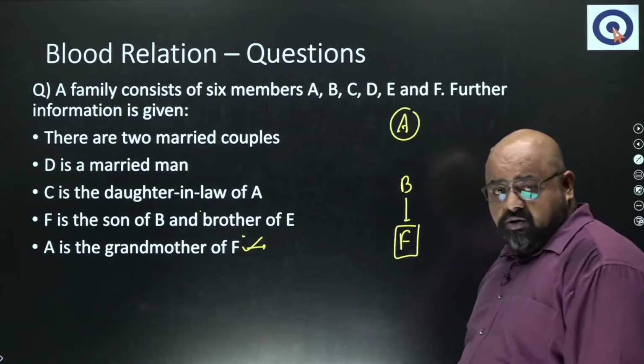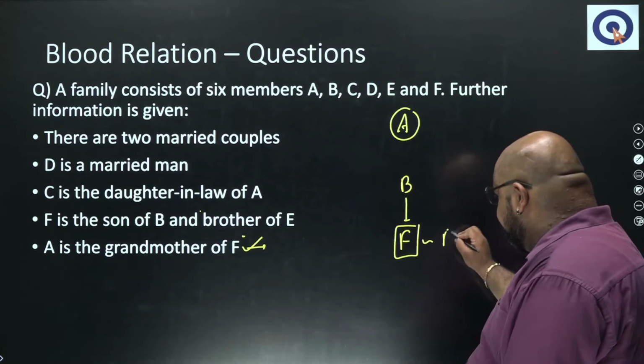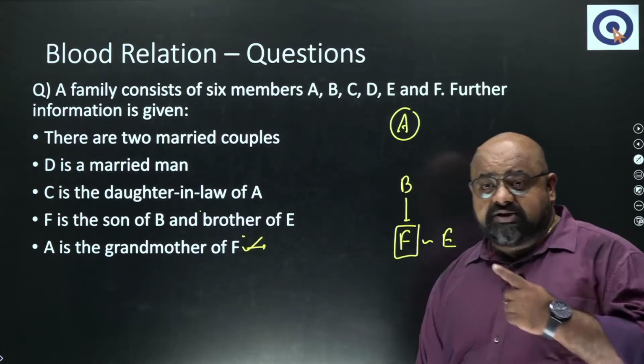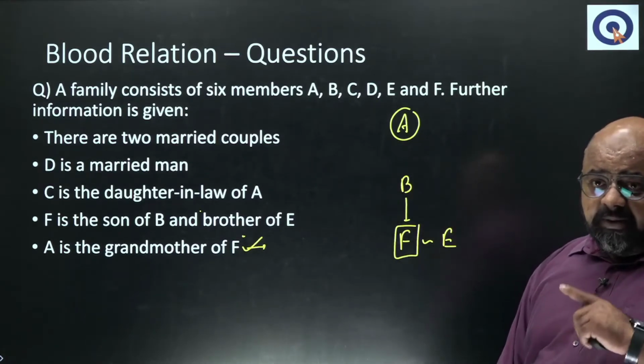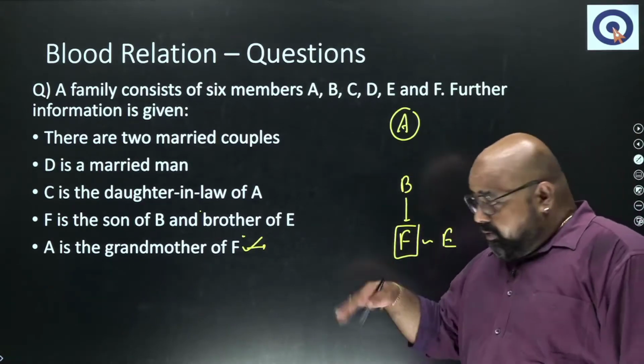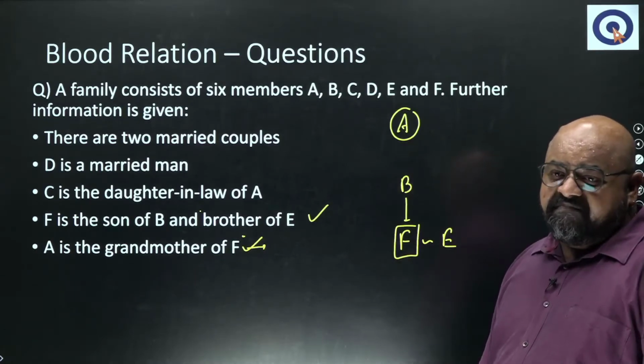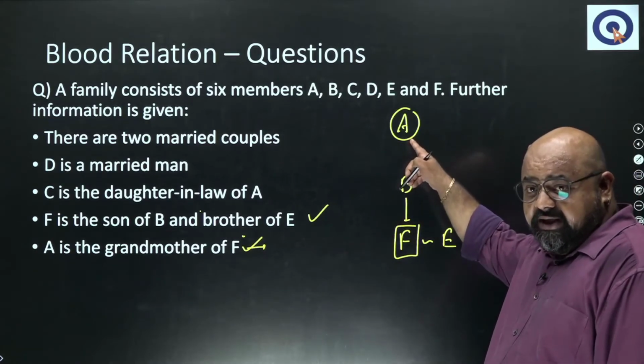F is a son of B. Also, F is the brother of E. So I draw E with F. I do not know the gender of E, so I have not marked any mark there. Neither do I know the gender of B. Third last statement then, C is the daughter-in-law of A. A, I know where A is.